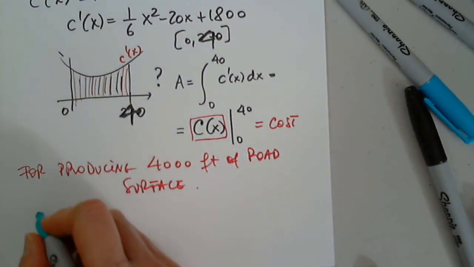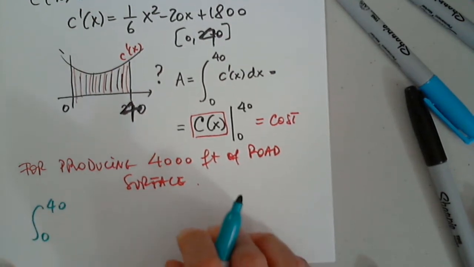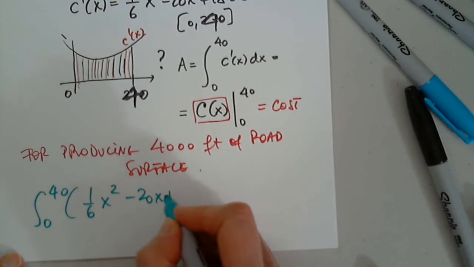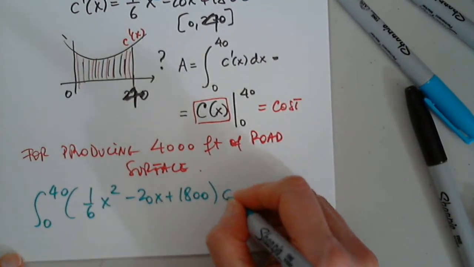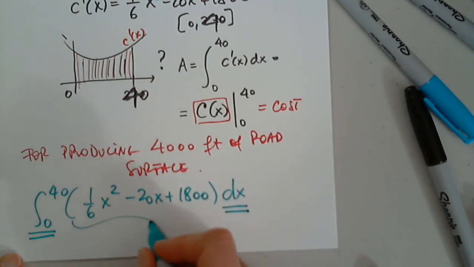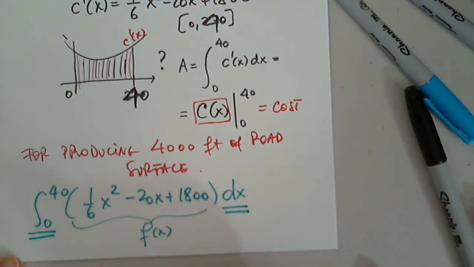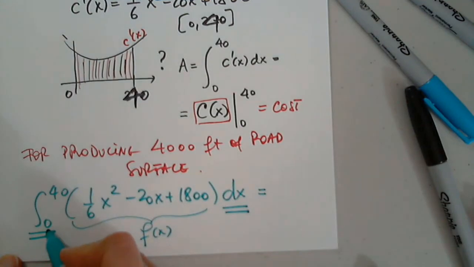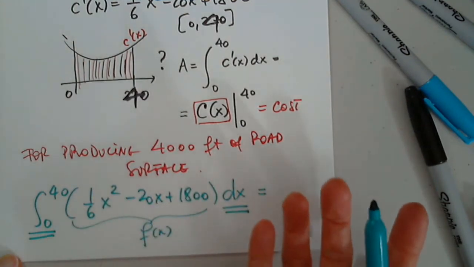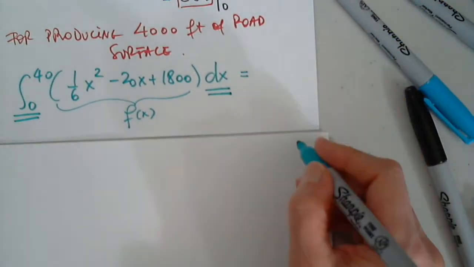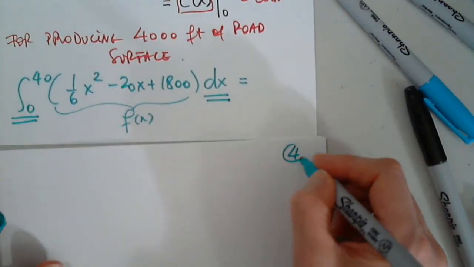So there is no problem here because the integral from 0 to 40 of 1/6 x squared minus 20x plus 1800. Do not forget the x. This and this will always go together, and this is the function in the middle. So all I have to do now is find the antiderivative of this and plug in 40 and subtract when I plug in 0. But when I plug in 0, it's going to be 0.